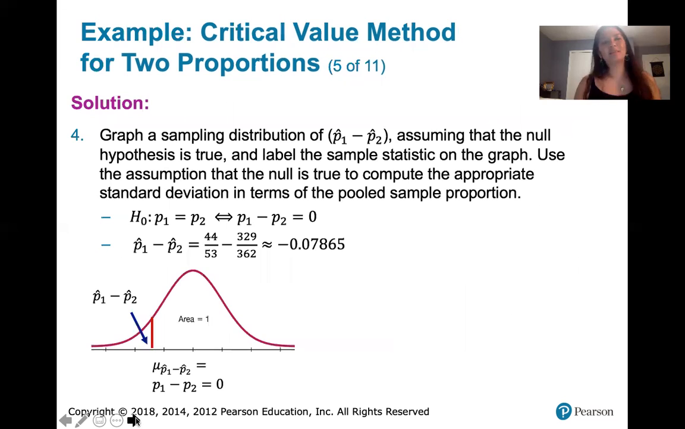Okay, now we want to graph a sampling distribution of P1 hat minus P2 hat, assuming that the null hypothesis is true. So we're assuming that P1 is equal to P2, which is the same as assuming that P1 minus P2 is equal to 0.